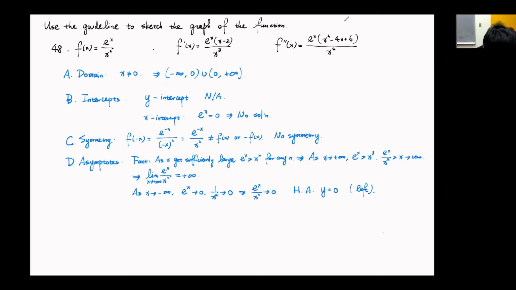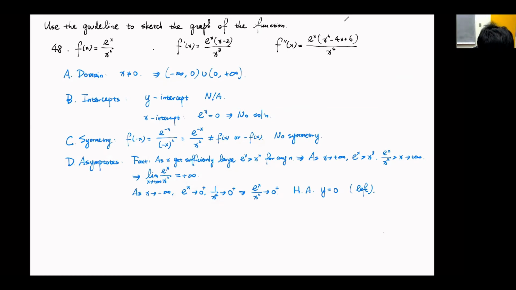So because we know that e to the x is positive, 1 over x squared also is positive. So that means both of these guys are approaching 0 from above. So as a result, e to the x divided by x squared is also approaching 0 from above. All right, so this finishes the discussion of the horizontal asymptotes.